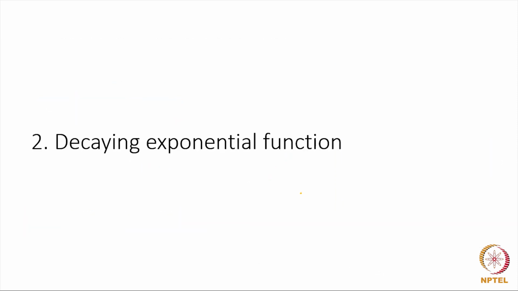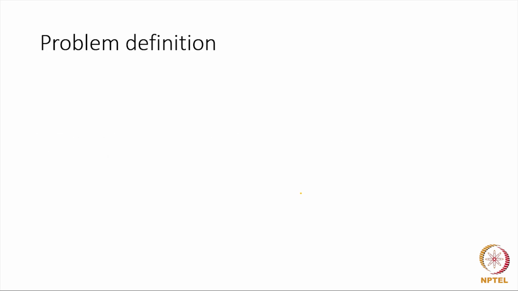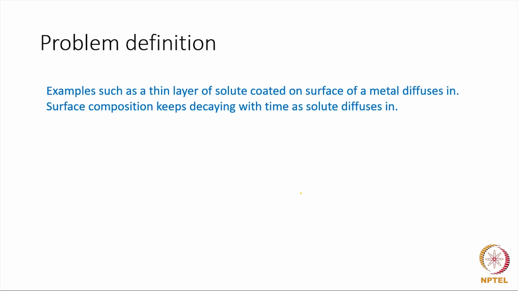Now there is a second class of solutions for the diffusion equation, which we call the decaying exponential function. This is usually the very first problem for transient diffusion that is solved in many of the textbooks. I chose that to be the second case because we can actually reuse one of the solutions of the first case, and therefore we don't have to throw the solution out of the blue. So the diffusion problem for which this particular solution is suitable is as follows.